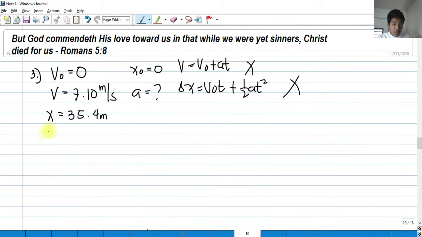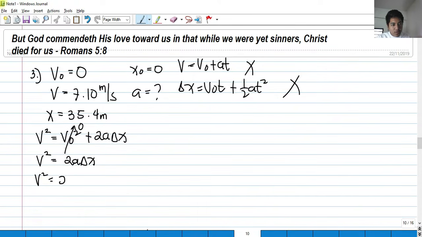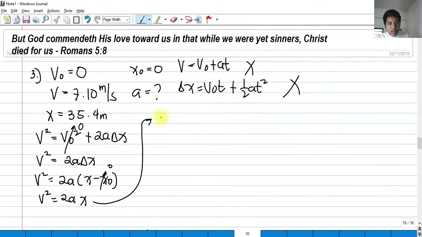Definitely we can use the third equation, which is v squared equals v naught squared plus 2a delta x, of which our initial velocity is 0 since it starts from rest. So we have v squared equals 2a delta x, where delta x is x minus x naught, and x naught is 0. So we have v squared equals 2ax only. If we solve for the acceleration, a equals v squared over 2x. You only need to derive the equation and isolate a.